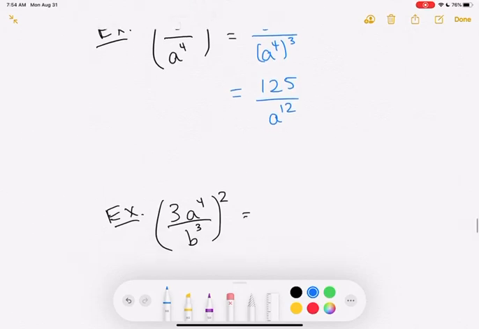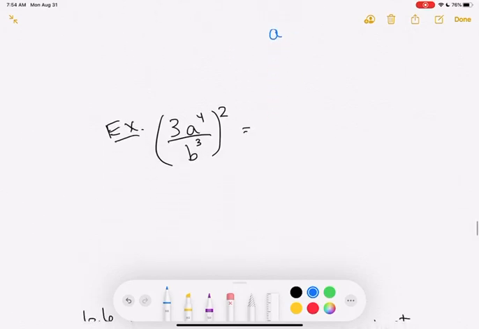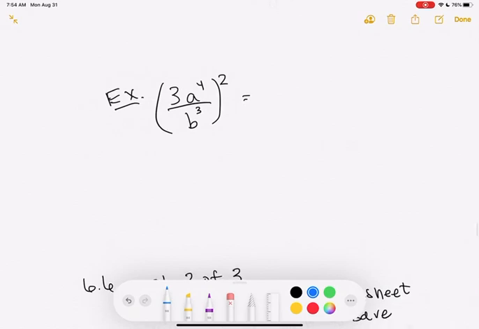And finally, the last one. I have 3a to the 4th over b cubed, all of that squared. So there are a couple different ways to do it. In the end, as long as you got the same answer, it's probably fine. I'll show you how I did it. I just broke apart the top and the bottom. So I wrote 3a to the 4th squared over that b cubed squared. That was all I did for my first step.